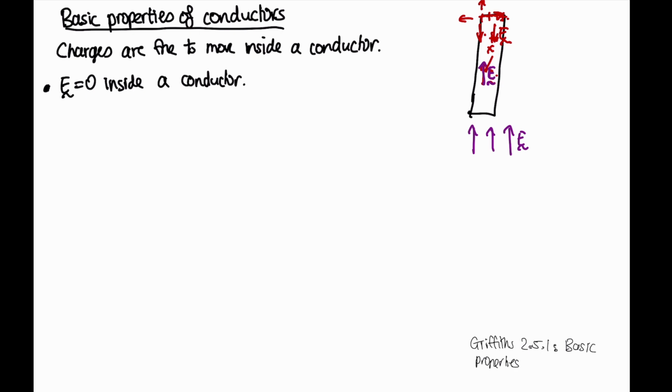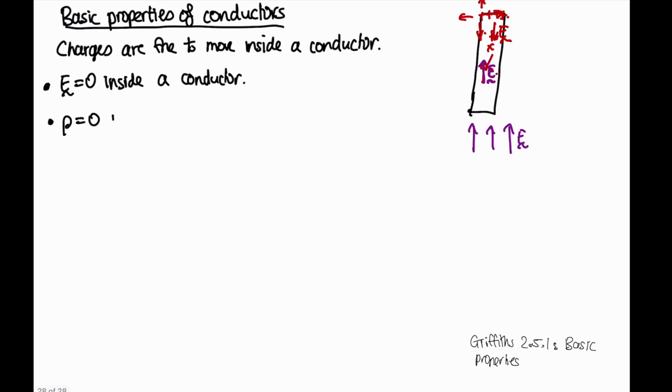Okay, now a property that follows on from this is that the charge density is equal to 0 inside a conductor as well. And this just follows on from Gauss's law, which tells us that the divergence of the electric field is equal to rho over epsilon naught. But because there is no electric field inside a conductor, this thing's 0, it tells us that rho must also be equal to 0 inside that conductor.